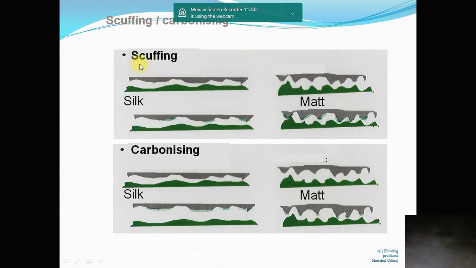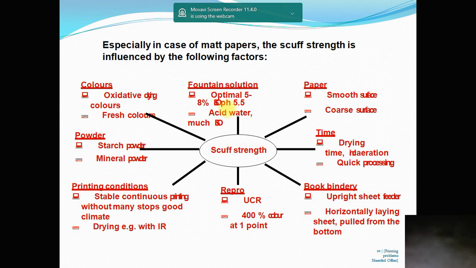Here this is the scuffing and this is the carbonizing. This is a silk surface paper and this is the matte surface paper. You can observe the difference between these two. Then, especially in the case of matte papers, the scuff strength can be influenced by the following factors.